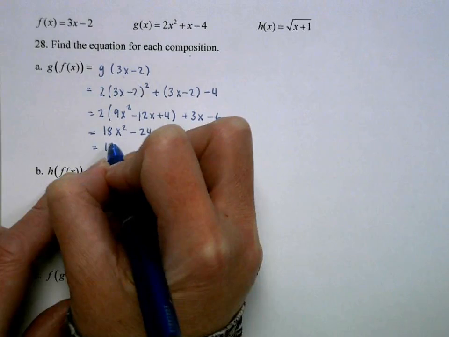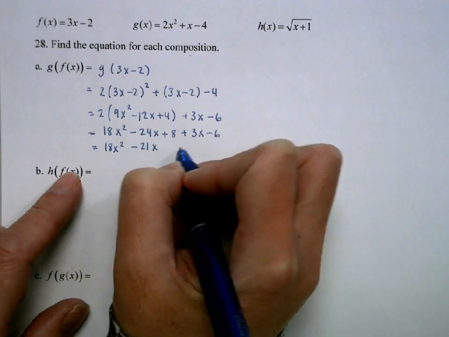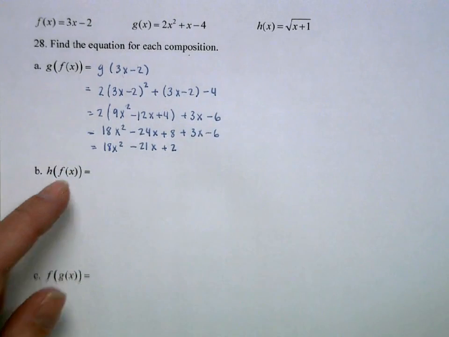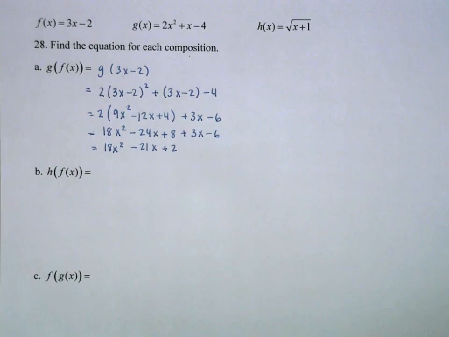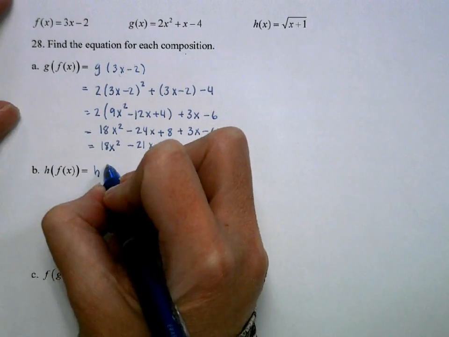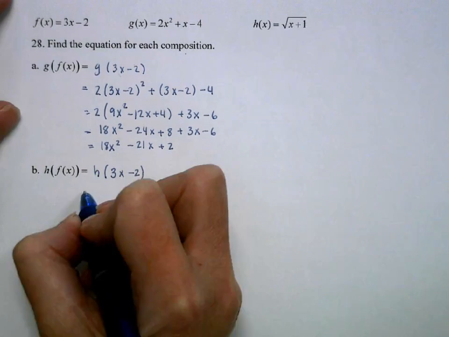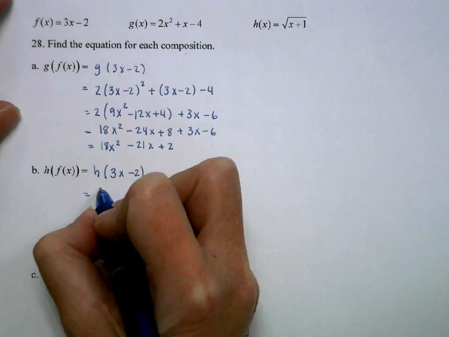Okay, we're going to do the same thing with h of f of x. So h of 3x minus 2 is going to be the square root of 3x minus 2 plus 1, which would be 3x minus 1.